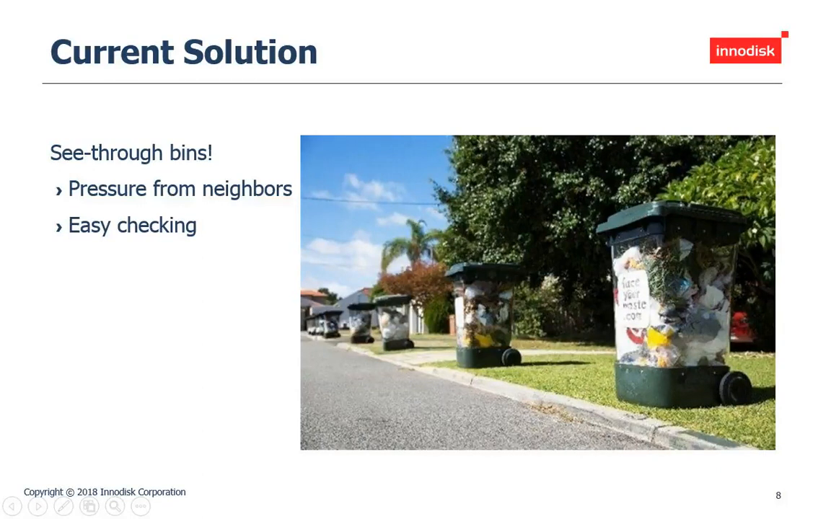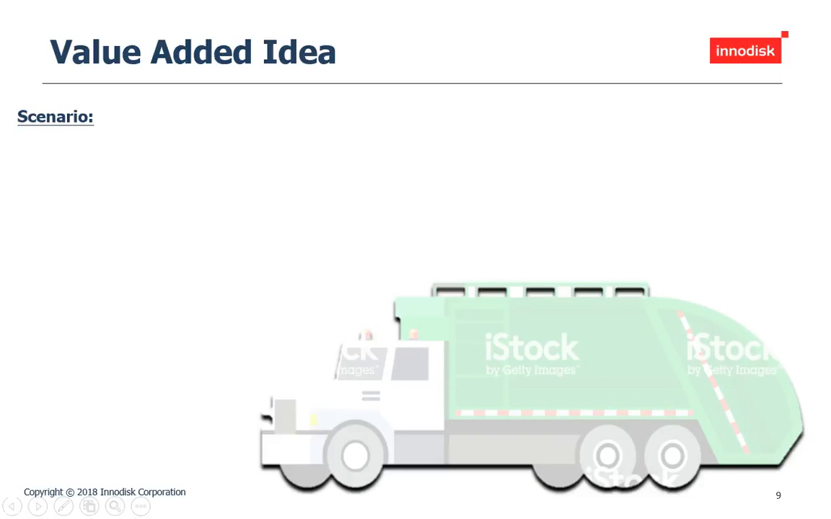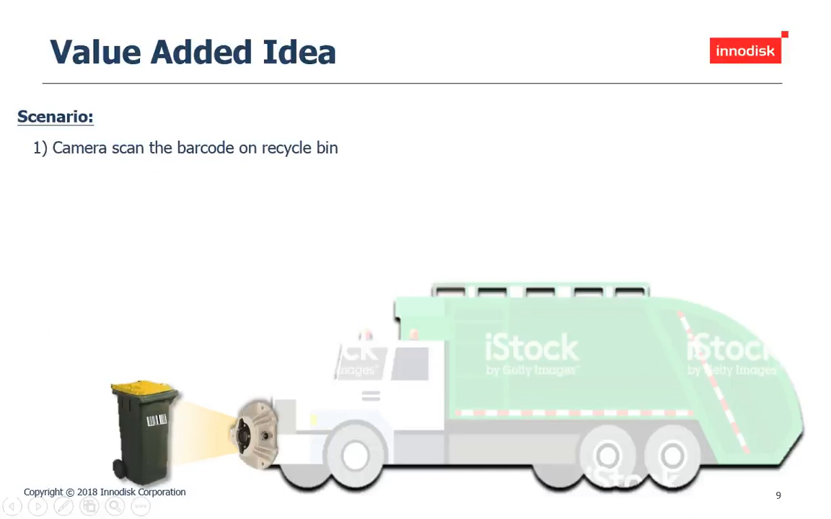I mean, it's the 21st century now. We deserve something better, a smarter solution. So I have a value-added idea. Here's the scenario. We all know that with Answer's AN310 platform, it can connect up to 6 cameras. But currently, we only use 4.